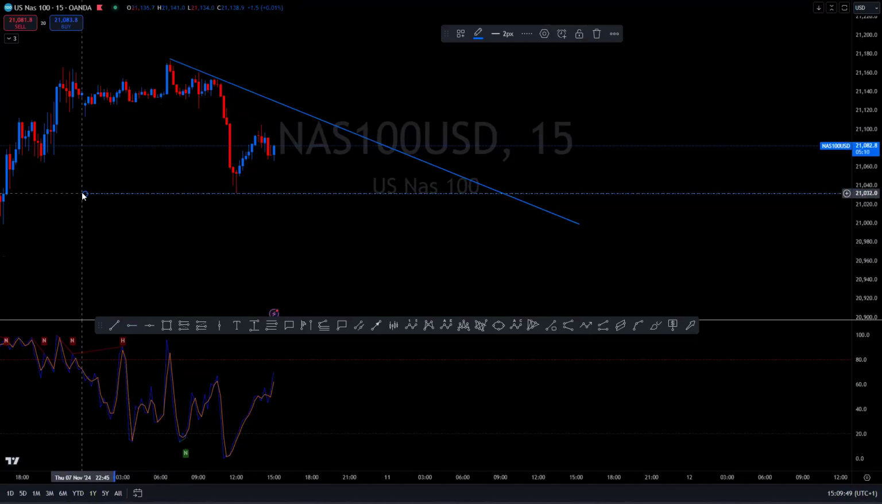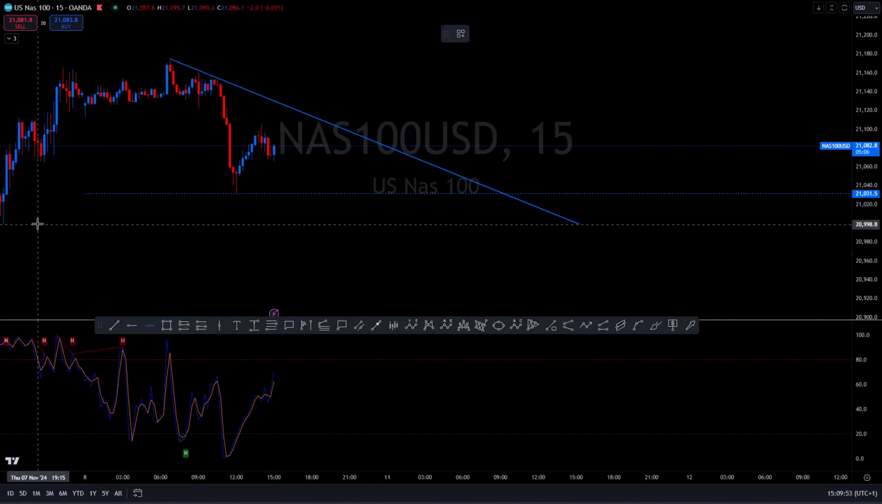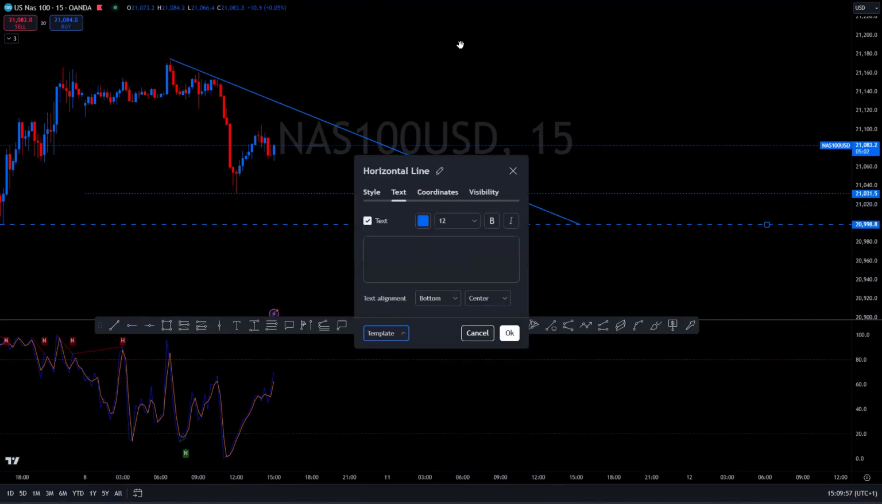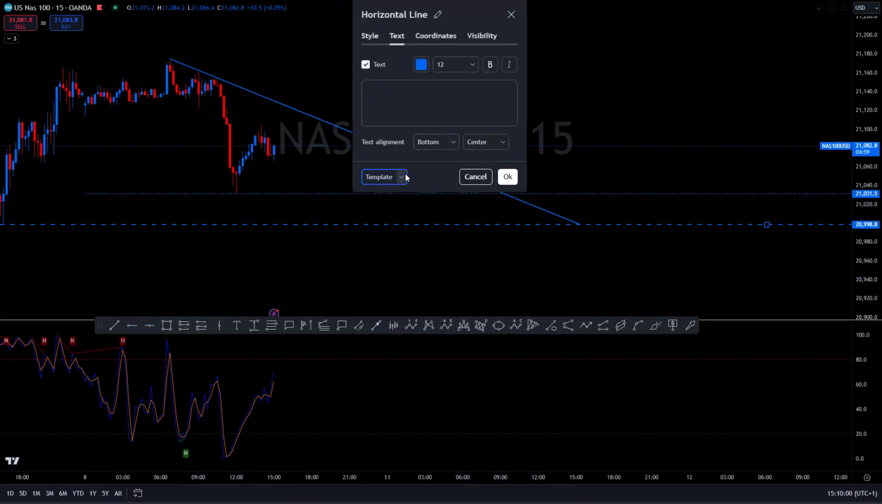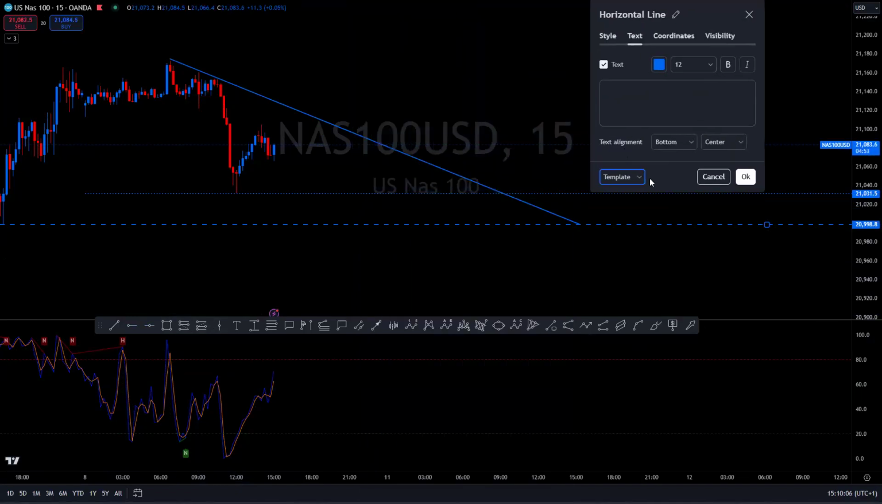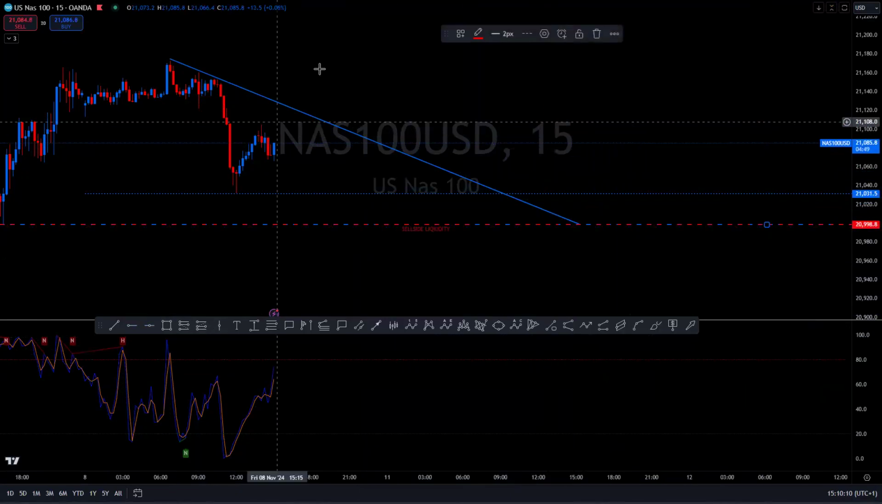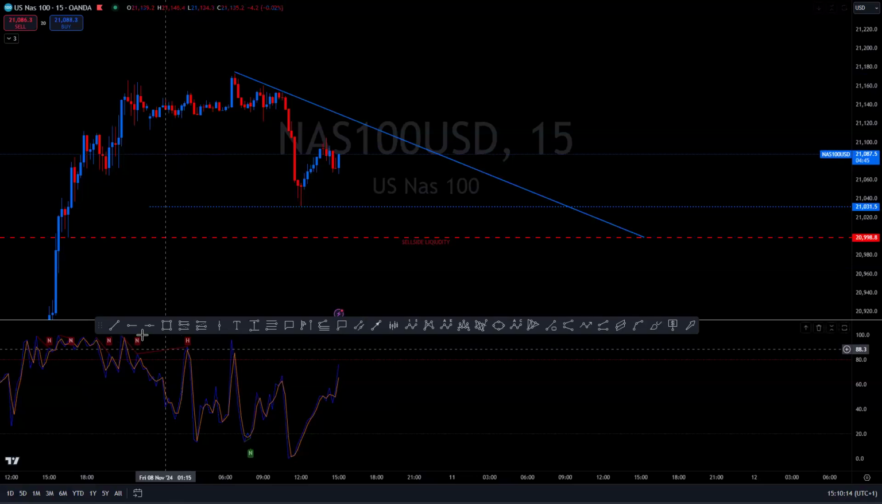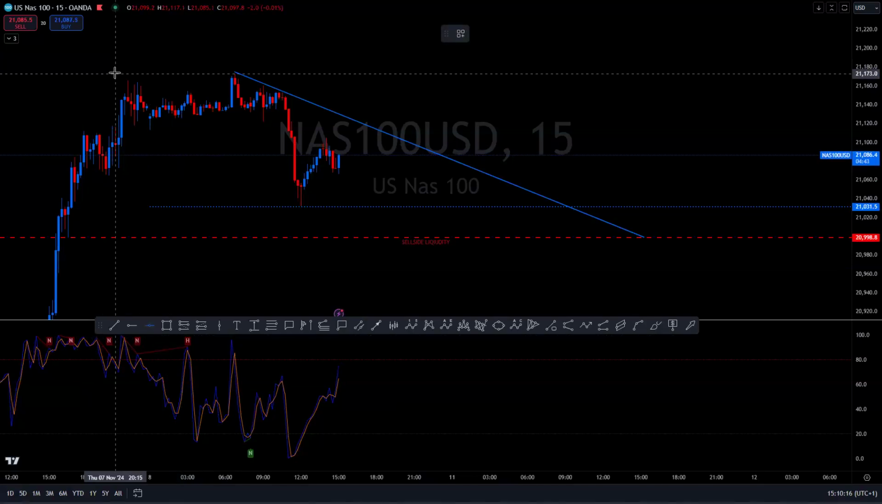And actually, I forgot to mark up our liquidity areas. So we got our buy side liquidity here. Let's mark that up first. Actually, this is sell side liquidity. There we go, sell side liquidity. Then we'll mark this area up as the buy side liquidity.